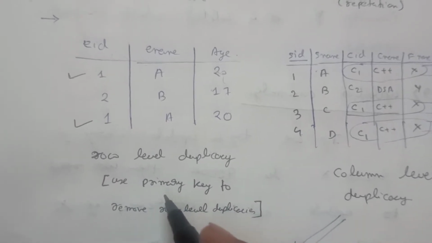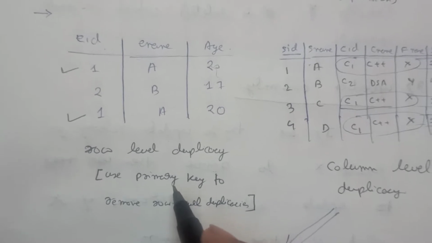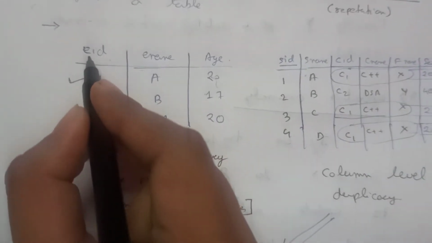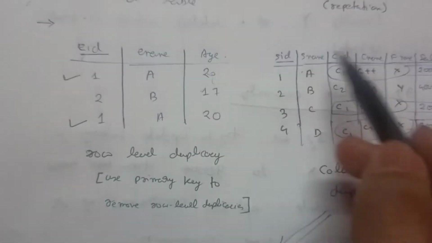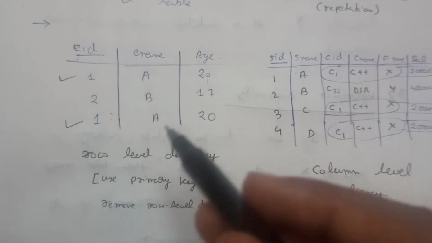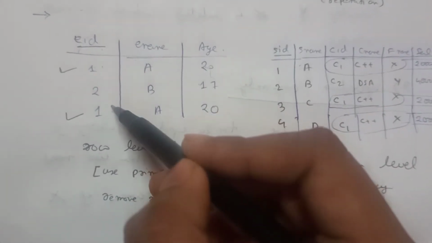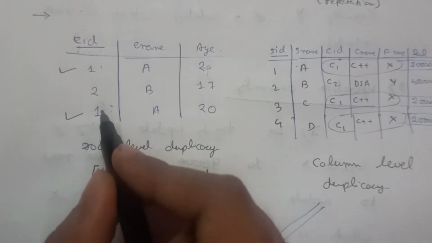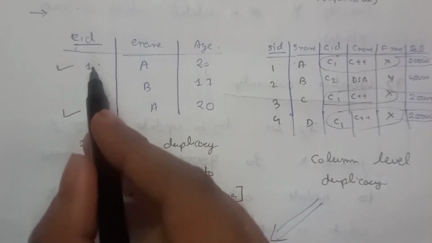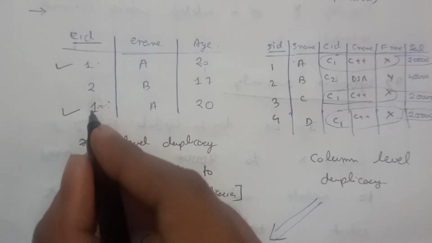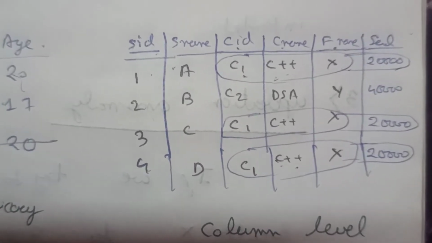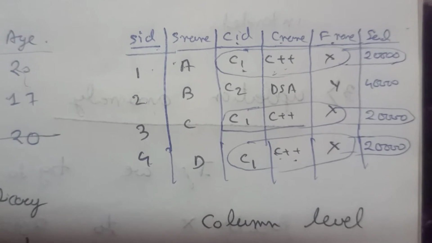We already know that primary key allows only unique values. So if we declare this EID as primary key, then this will not allow similar values inside this column. So the last entry, that is similar to the first one, will not be allowed inside the table. Okay, we also have another level of data redundancy, that is column level data redundancy.